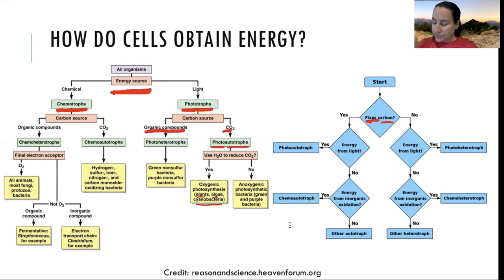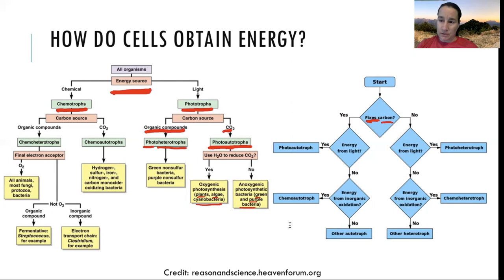Green and purple bacteria can also use it, but they don't have oxygen as their final electron acceptor. We won't go into those details, but these guys in general, if they are using light, they are phototrophs. And if they can use CO2 like plants do, they are photoautotrophs. They can make it themselves with the CO2, the inorganic CO2. Organic compounds, photoheterotrophs, they're not using CO2.